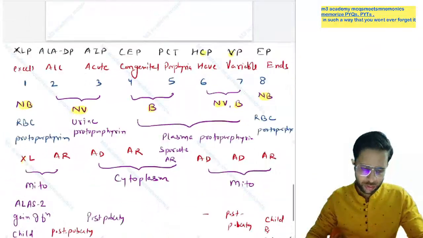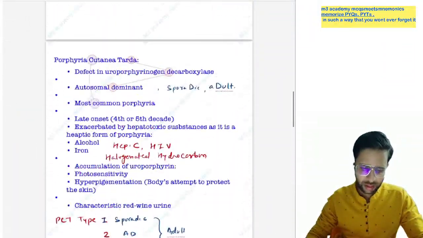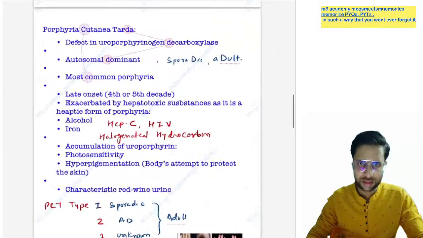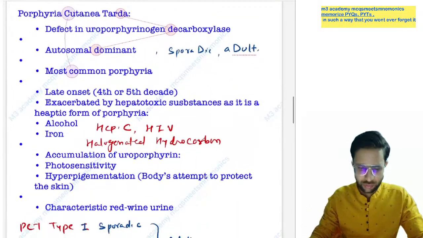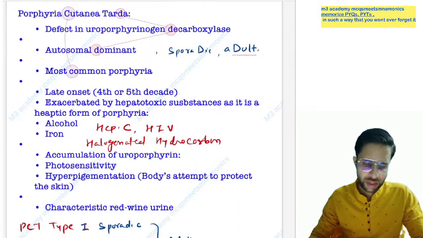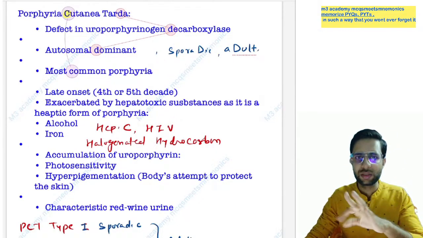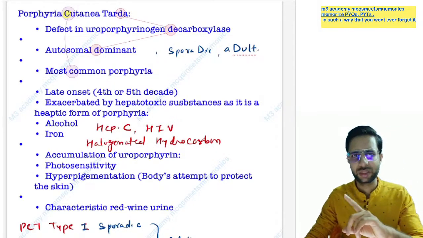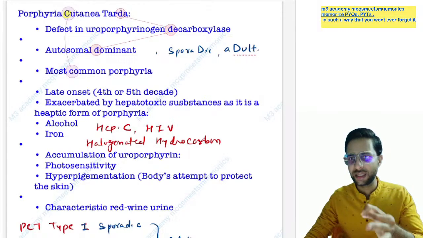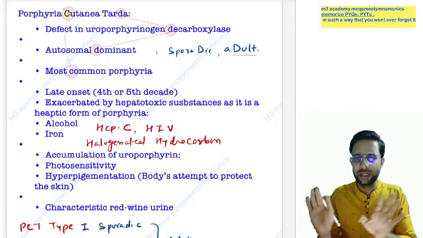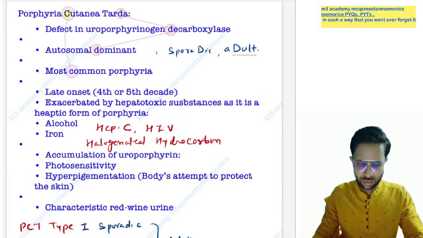Now, first we are taking porphyria cutanea tarda. Porphyria cutanea tarda is C4: you can remember C4 common. So this is the commonest type of porphyria, your first one liner. Then it has a C for cutaneous, so this is only cutaneous porphyria, not having neurovisceral symptoms.